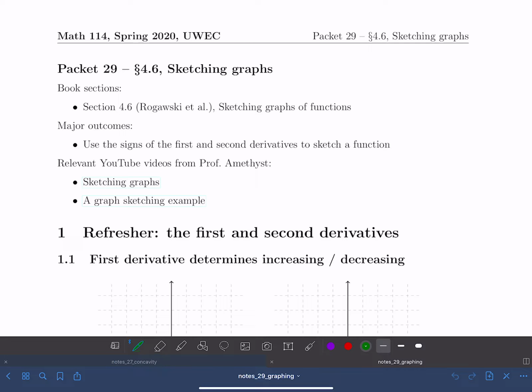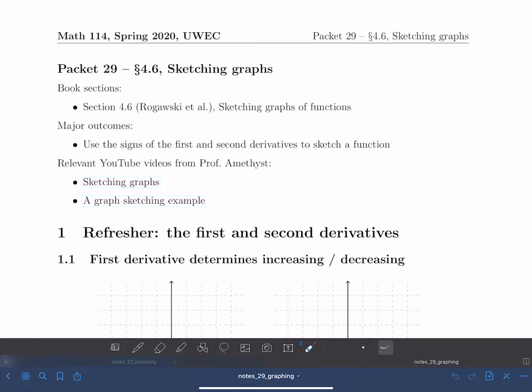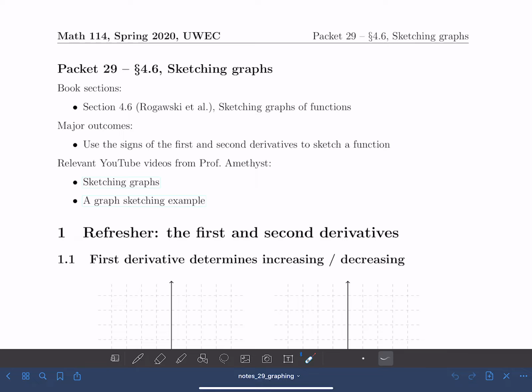I want to talk with you about section 4.6 in our textbook. Oh, we are making such good progress. We're in packet 29. We're going to be talking about sketching graphs today. We've been playing with sketching graphs for quite some time as a class now. We've been doing things like, okay, here's a graph, sketch its derivative. And I think that's really cool.